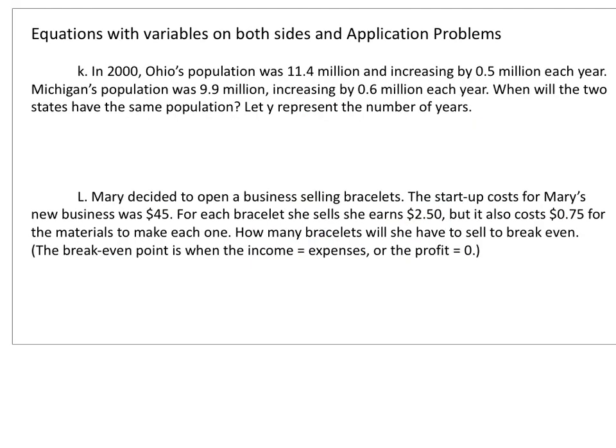All right, let's look at a couple more. These are also very similar to the last two because we're comparing things. So let's take a look at that K problem. In the year 2000, Ohio's population was 11.4 million and increasing by 0.5 million each year. Michigan's population was 9.9 million, increasing by 0.6 million each year. Why are more people moving to Michigan?